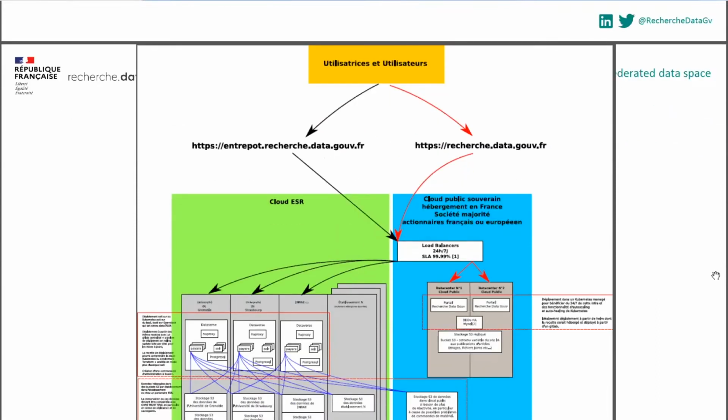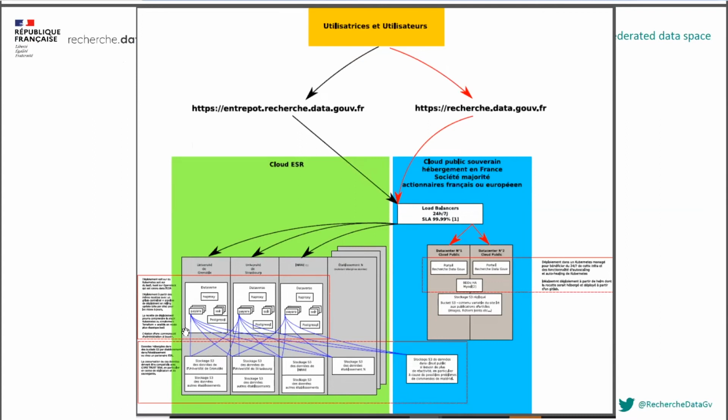So we are aiming to an architecture which will be based on different data centers. I don't know if you can really read this one, but basically we want to be able to deploy different instances across the data centers of the partners, so to have a distributed installation of Dataverse, and we want also to be able to base on public cloud.